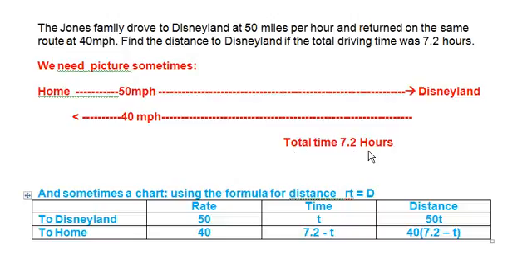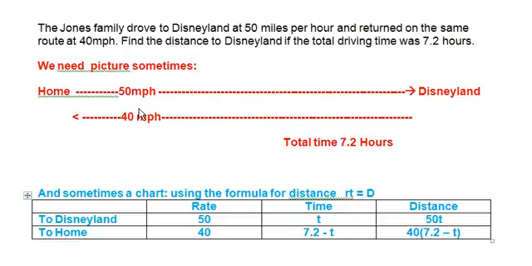Right here in the little red picture, I have all the information from the problem that we need to solve it. But I also need a chart in a lot of these problems, and I need a formula to tell me what to put in the chart. Distance is equal to rate times time. That's the formula that we use for a lot of these problems. So I have rate, I have time, and a distance column. I have to Disneyland and from Disneyland, or to home.